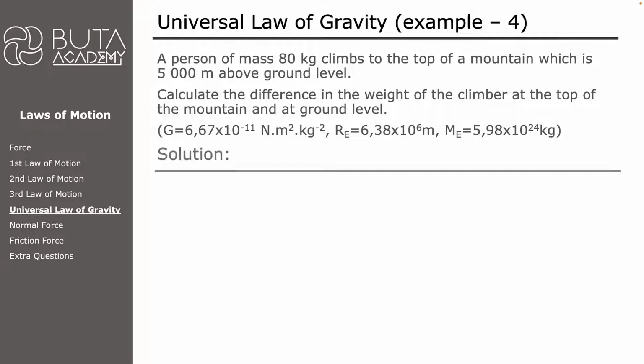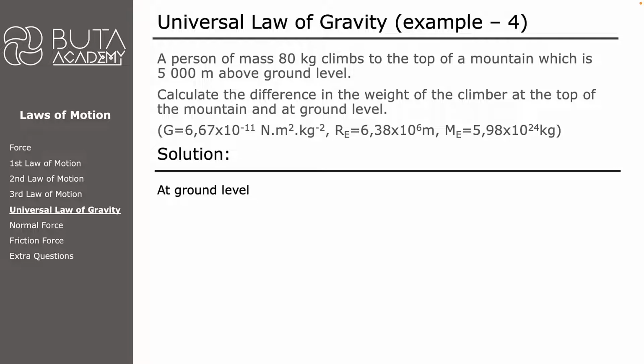To calculate the difference of weights, first we need to calculate the weight of the climber on the ground and then at the top of the mountain, and then subtract these two values. Let's start with the weight of the climber on the ground level.